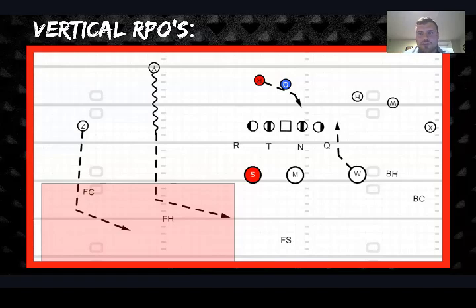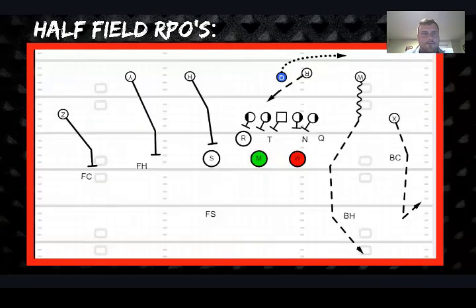Here I just drew it up. Could be zone power, whatever it is. That linebacker is in conflict between his gap and the vertical route in behind him. Here's the slant.